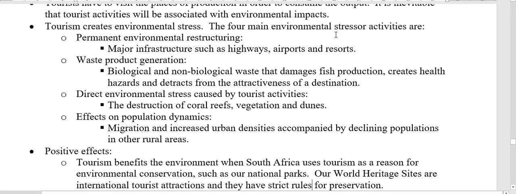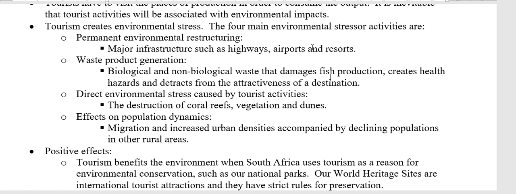Okay, the four main stress activities. The first is permanent environmental restructuring. As I said, we are changing the natural landscape. When we are building infrastructure, we build a highway through a mountain pass, right? We build an airport, we build a harbor there by the sea, we build a resort. We are destroying nature permanently when we build infrastructure.